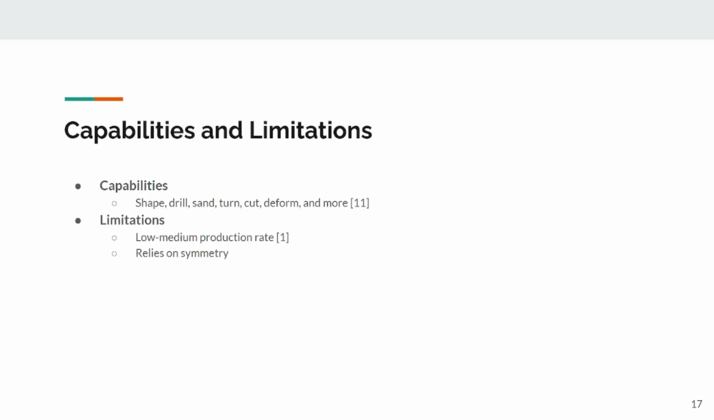Capabilities include that it can shape, drill, sand, turn, cut, deform, and more. It's just a very versatile instrument. Some limitations, however, are that it has a low to medium production rate, and it also relies on symmetry since the workpiece is spinning about its axis of symmetry.